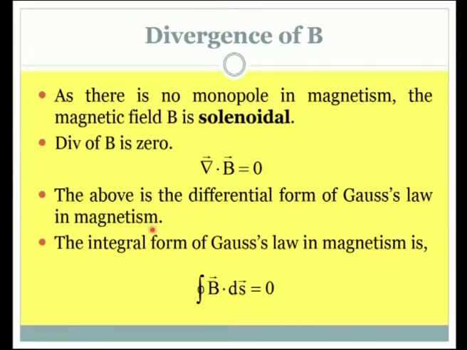And what about the integral form? The integral form of Gauss law in magnetism could be given as closed integral B dot dS is equal to 0. Here S is the area, so it is a closed area. If you consider the magnetic flux over a closed area, B dot dS, it will be 0 because whatever field is entering will be coming out. So, that is called solenoidal.